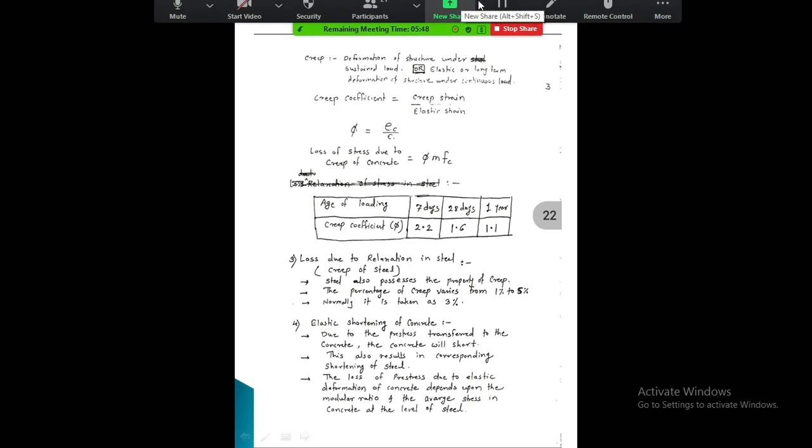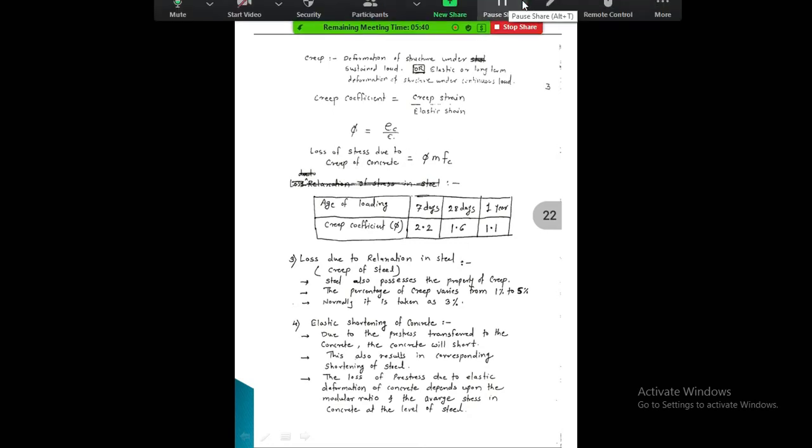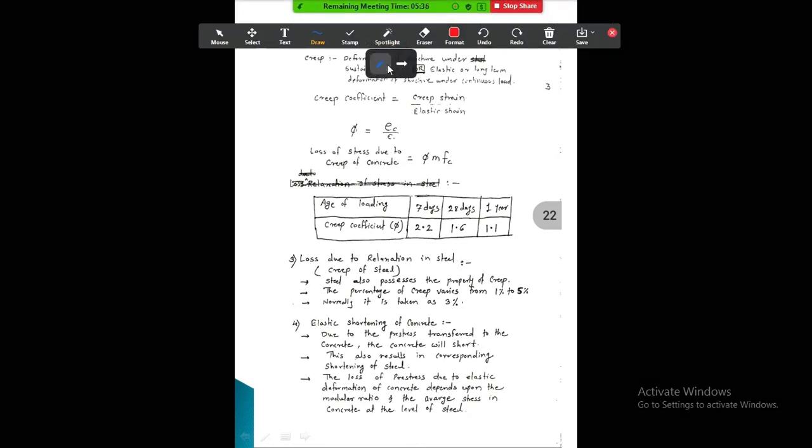The second method is the creep coefficient method. In this method, the loss of stress due to pre-stress can be calculated by using the formula phi into m into fc, where phi is the creep coefficient. Its value is given in the table below. Here m is the modular ratio, m is equal to Es upon Ec. This formula is already known to you, and fc is the stress in concrete at the level of steel.